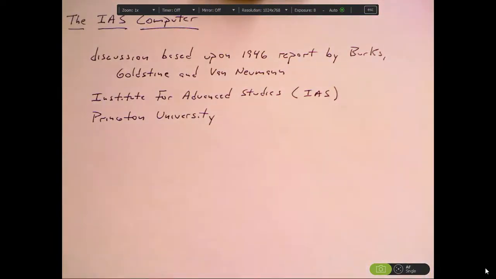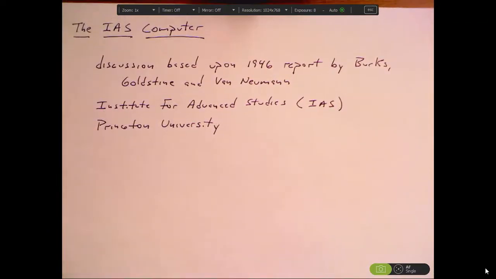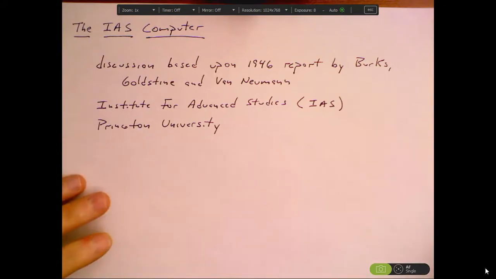The first one was one of the very first machines built, what I'm going to refer to as the IAS computer. This discussion is based upon the 1946 report by Burks, Goldstein, and von Neumann. That's linked to the course webpage. I'm calling this the IAS computer because it was designed at the Institute for Advanced Study at Princeton University.